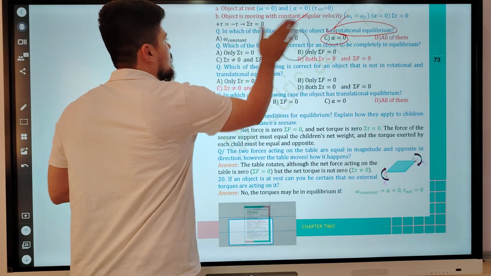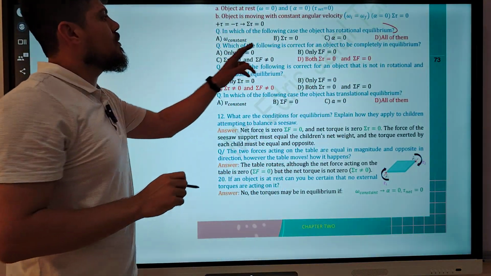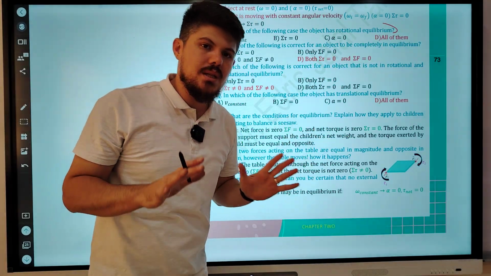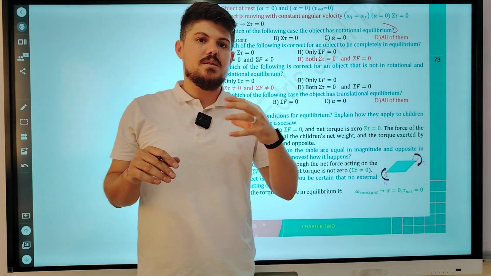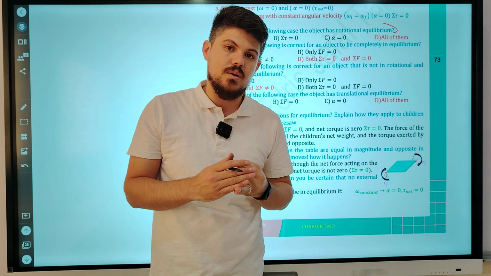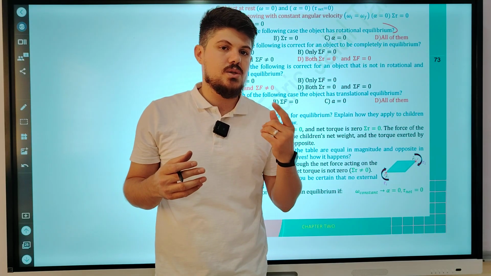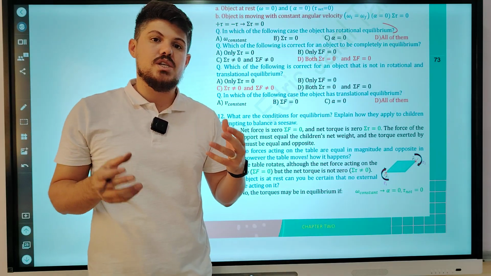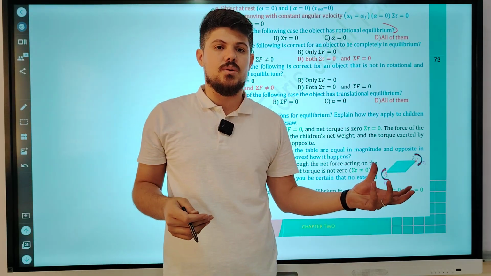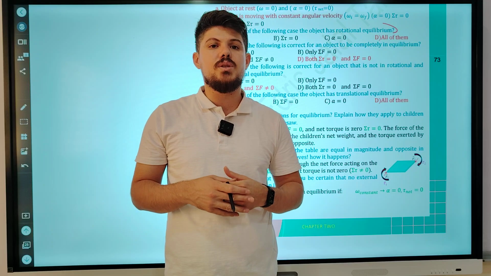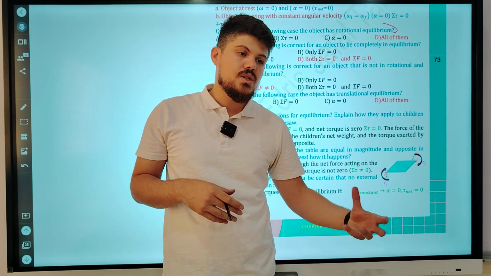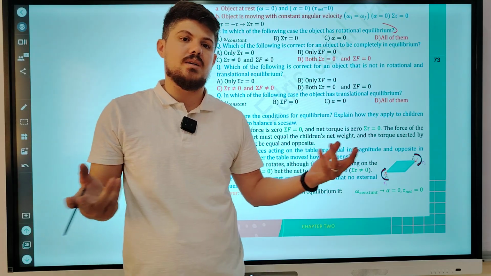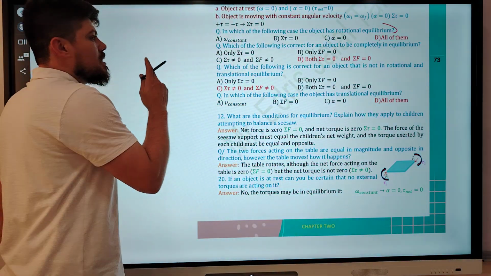The second question: which of the following is correct for one object to be completely in equilibrium? When we say completely in equilibrium, it means that the object has both translational equilibrium and rotational equilibrium. Sometimes an object has only translational equilibrium, not rotational. Sometimes it has rotational equilibrium, not translational. Sometimes it has both, and sometimes it has neither rotational nor translational equilibrium. Look at this question.